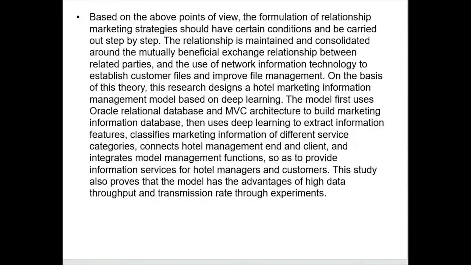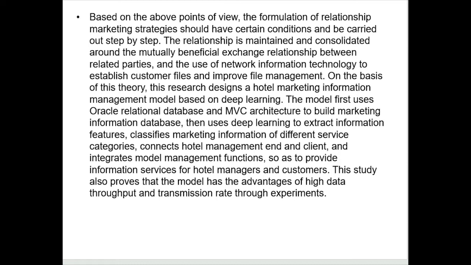Based on the above points of view, the formulation of relationship marketing strategies should have certain conditions and be carried out step by step. The relationship is maintained and consolidated around the mutually beneficial exchange relationship between related parties and the use of network information technology to establish customer fields and improve field management. On the basis of this theory, this research designs a hotel marketing information management model based on deep learning.